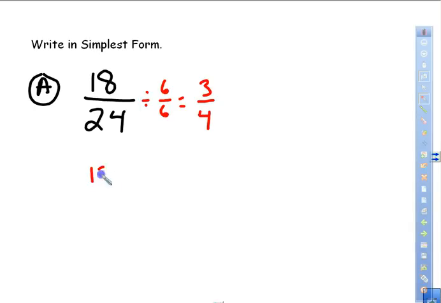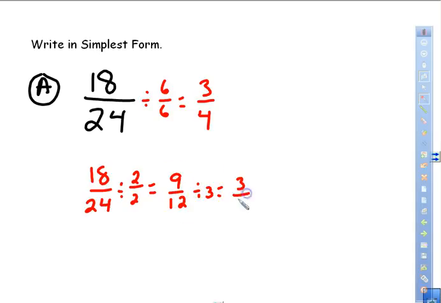Now, if you did not find the greatest common factor and you simply found a common factor, that works as well. It's just that you're going to end up having to divide more than once. So if we say, well, these are both even numbers, so we'll divide both of them by 2, we'll get 9/12. Well, these numbers still have a common factor that can be reduced by, which is 3. So then 9 divided by 3 is 3, and 12 divided by 3 is 4. We still get the same result. However, we had to divide twice.